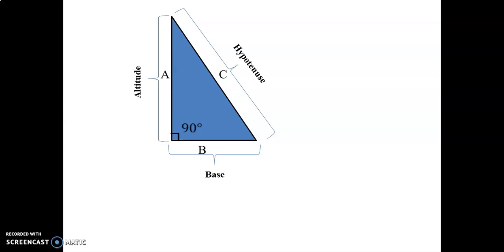So Pythagoras theorem states that hypotenuse square is equal to altitude square plus base square. Here C is the hypotenuse, B is the base of this right angle triangle, and A is the altitude of this right angle triangle. So we can easily say that C square is equal to A square plus B square.